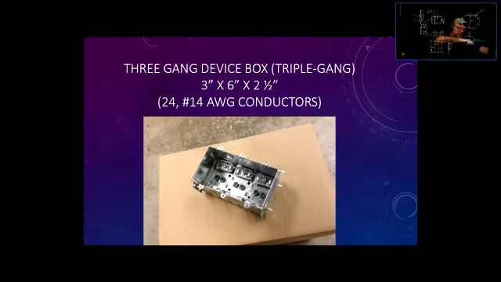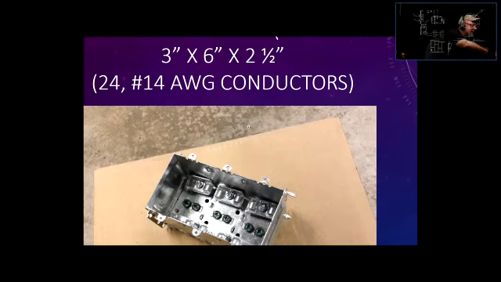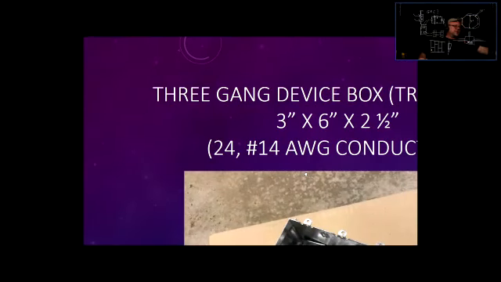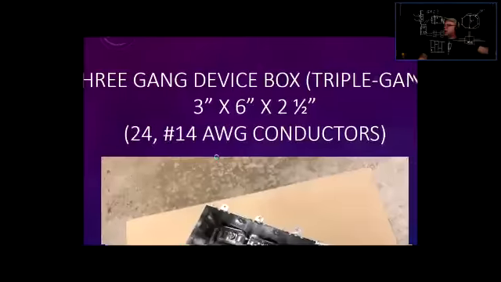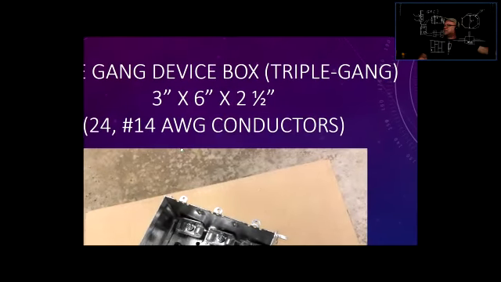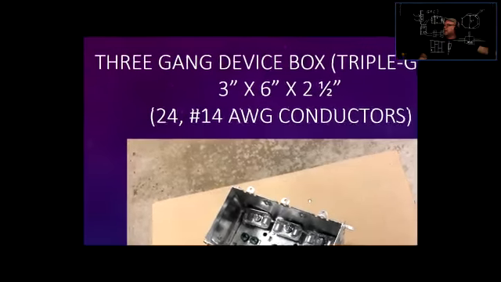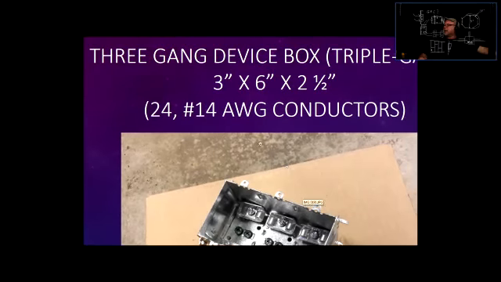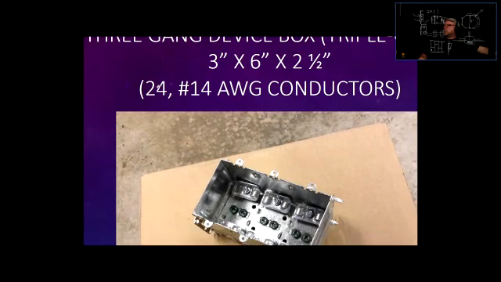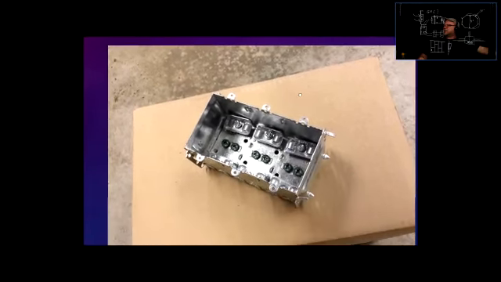Now, if anybody's guessing what kind of thing this is, of course, this one is going to say 3-gang device box or triple gang. Double gang, triple gang. Oh, look, this is like 3 single gang boxes aligned in a row. So this would be a triple gang, so it's 3 by 6 by 2.5 inches deep, and this would hold 24 14 gauge conductors. All right.